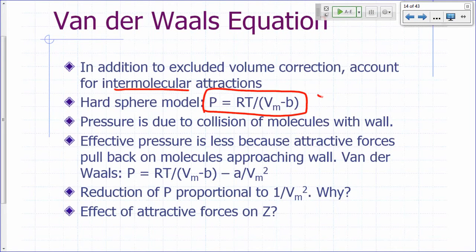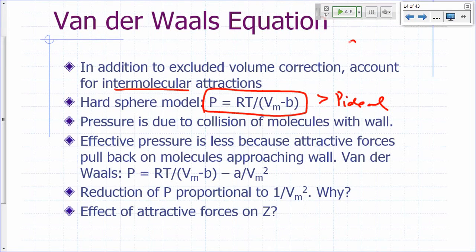So P is RT over Vm minus b. We said this is going to be larger than the ideal pressure. Now, pressure, if you recall, is due to collisions of your molecules with the wall. The more frequently they collide with the wall, the higher the pressure. The faster they're moving when they collide with the wall, the more energetic they are, the more force they exert on the wall, the higher the pressure.